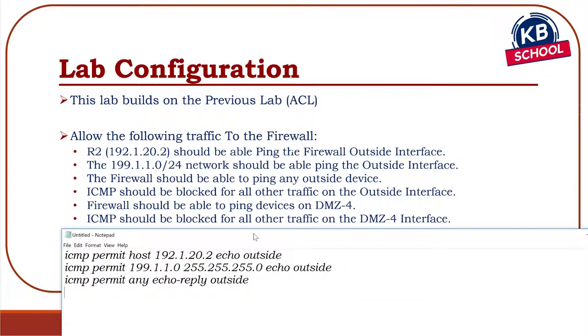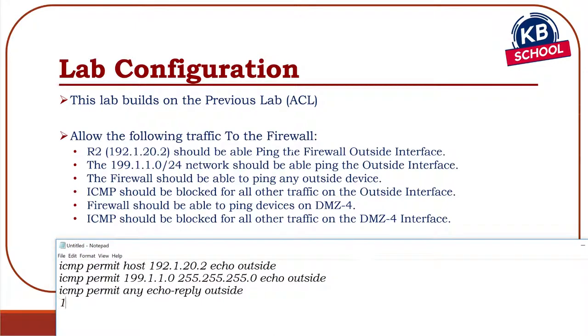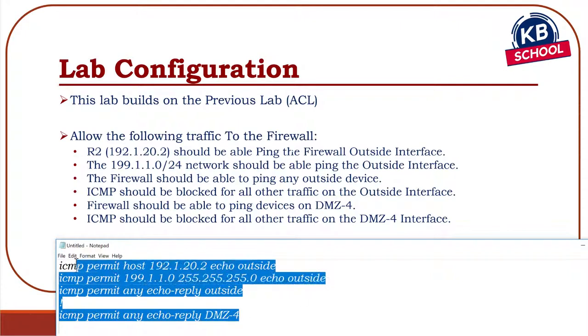The fifth one is the firewall should be able to ping devices on DMZ4. ICMP should be blocked for all other traffic on the DMZ4 interface. So they also want to do what? Allow the ping on the DMZ interface. So I'll say ICMP permit any echo reply DMZ4. I don't need to worry about the rest of it because as soon as I put one line for DMZ4, everything else is blocked. ICMP should be blocked for all of the traffic on the DMZ4 interface. So let's go ahead and take a look at it, see if it works.